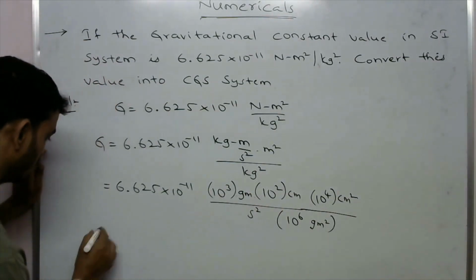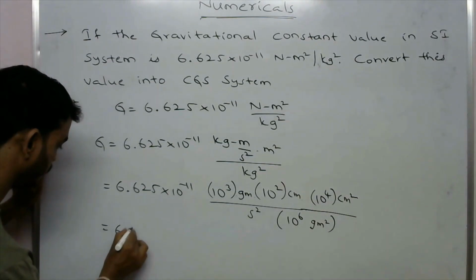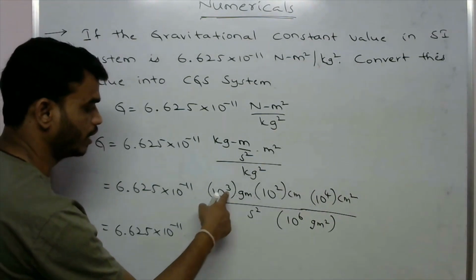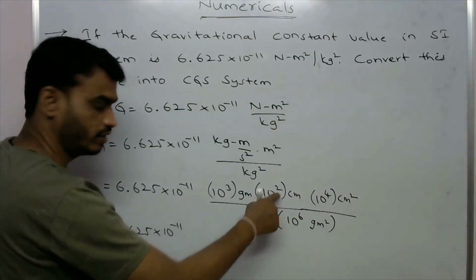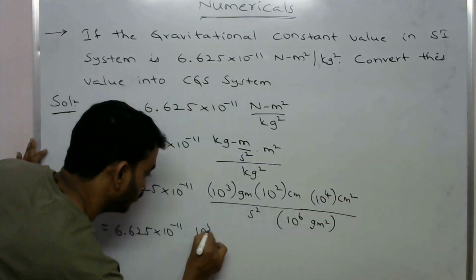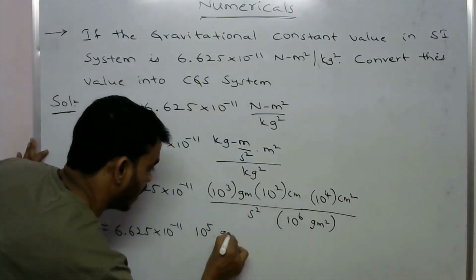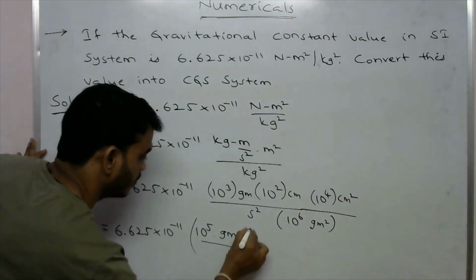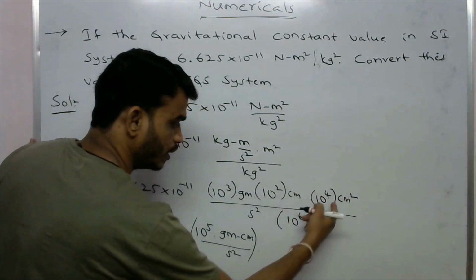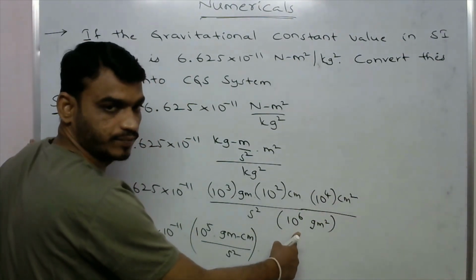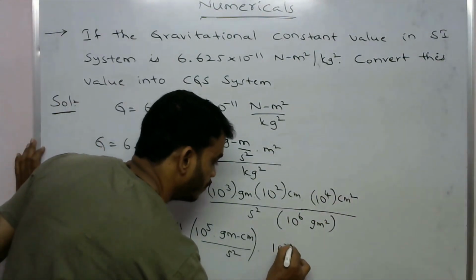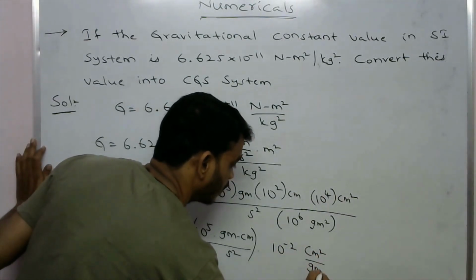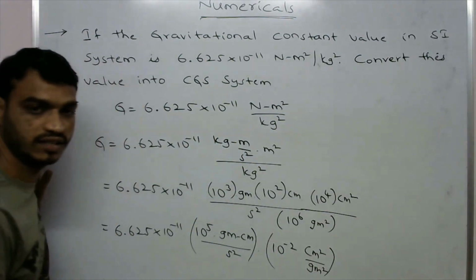So now this value is 6.625 into 10 to the power of minus 11 into 10 cube into 10 to the power of 5 gram centimeter per second square. I am writing this as one part, and here 10 to the power of 4 by 10 to the power of 6, so 10 to the power of minus 2 centimeter square per gram square. I am writing this as another part.